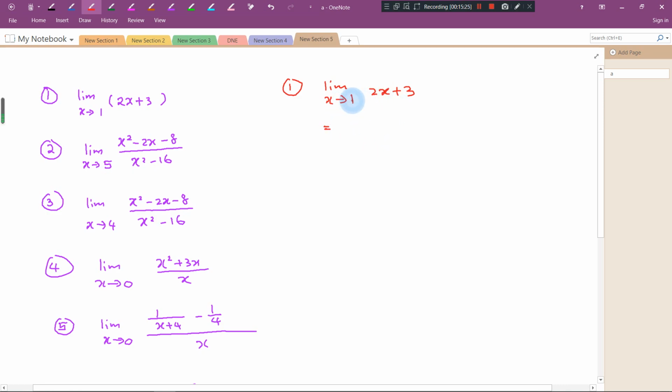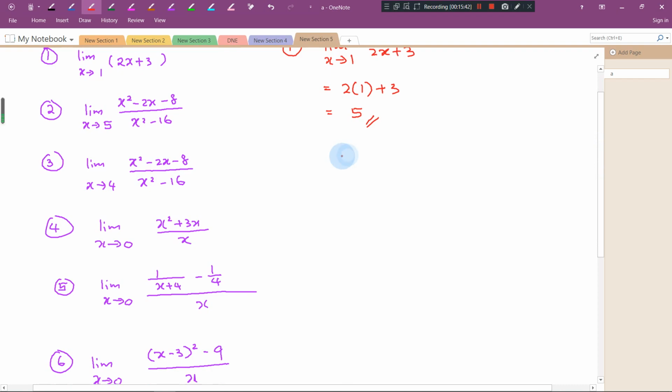Once I substitute the 1 inside, I don't have to write this anymore. 2 times 1 plus 3, so it's equal to 5. Okay, this is very simple. This one we call direct substituting. Okay, so how about the second one?